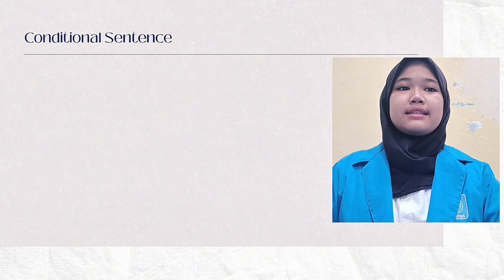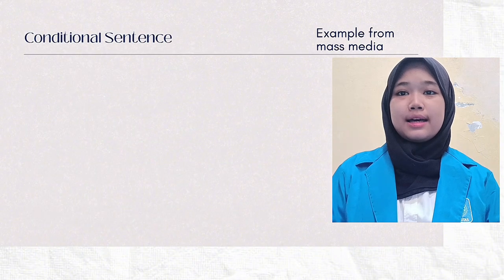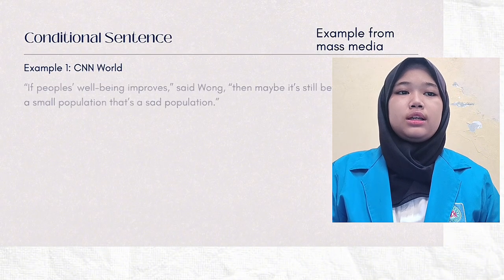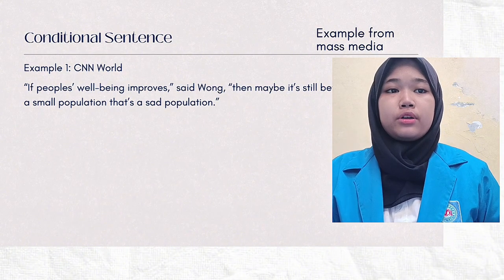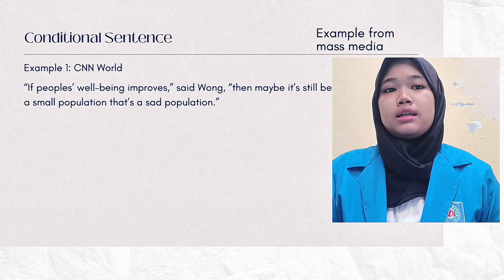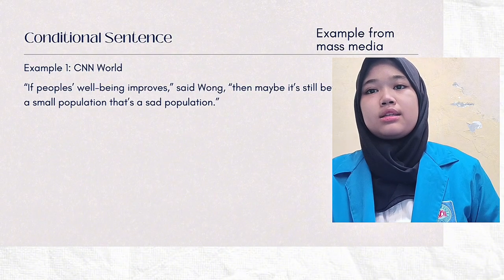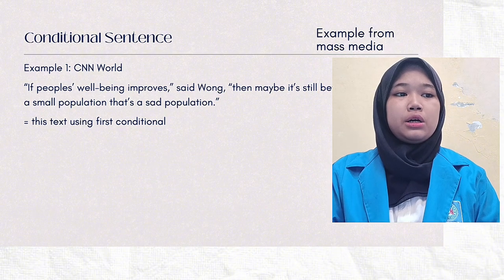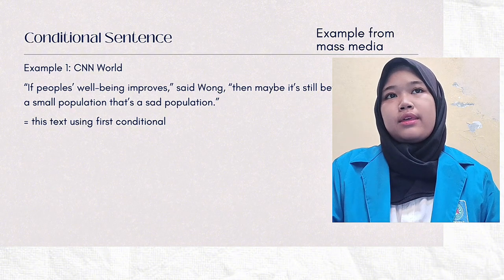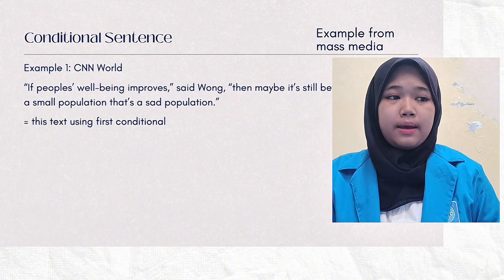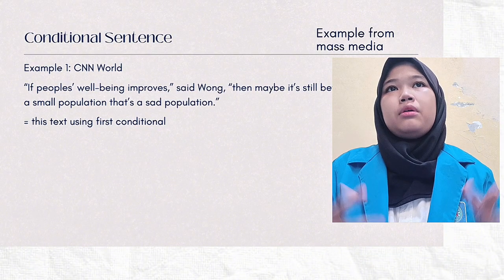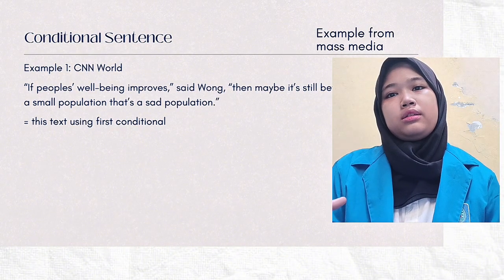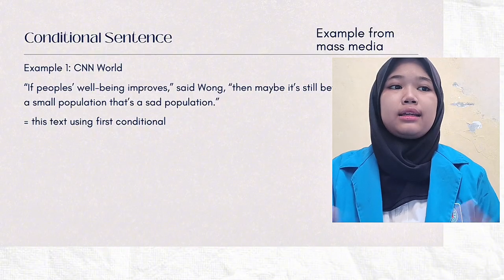Okay, so next is the example that I found from mass media. Example number one is from CNN World. It says, "If people's well-being improves," said Wong, "then maybe it's still better than having a small population that's a sad population." Why is this the first conditional? Because she said something about a future possibility. So this is about something that might happen in a real future situation.